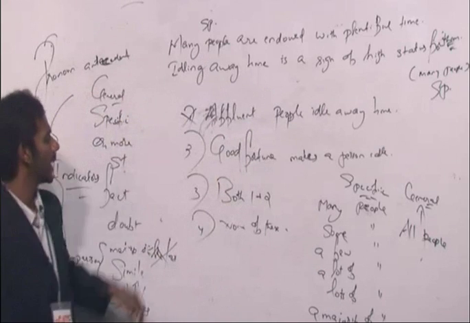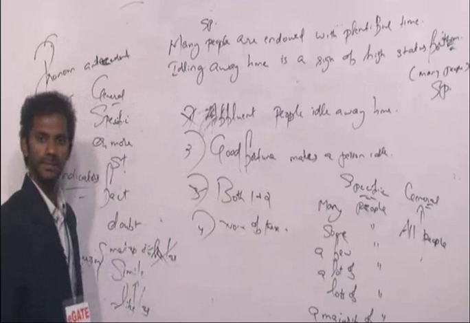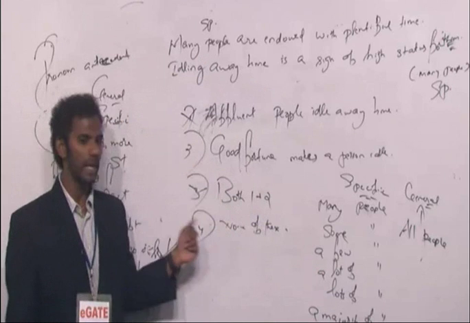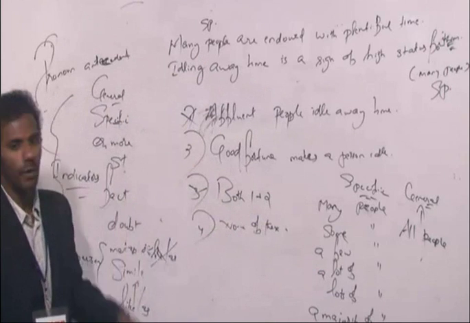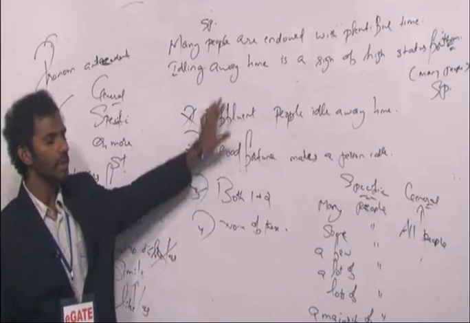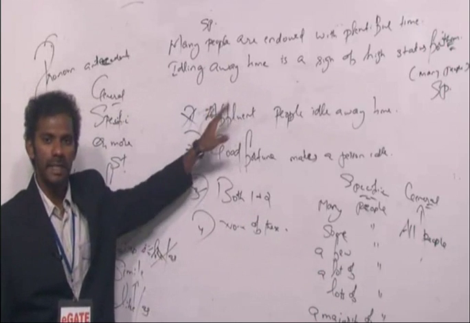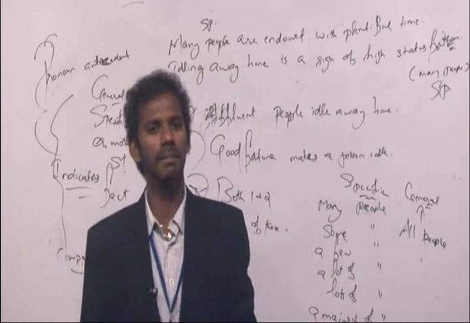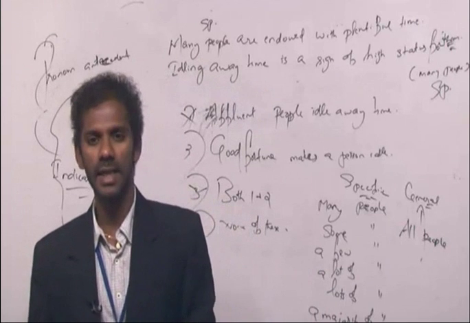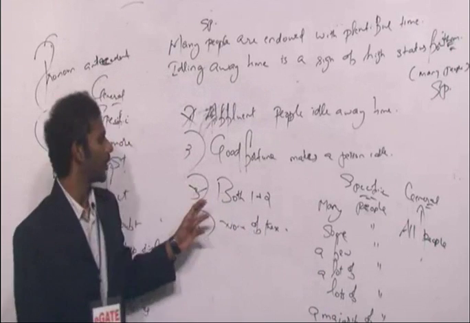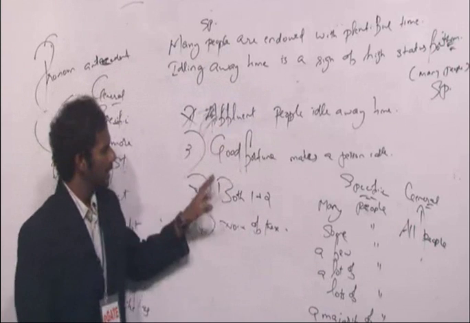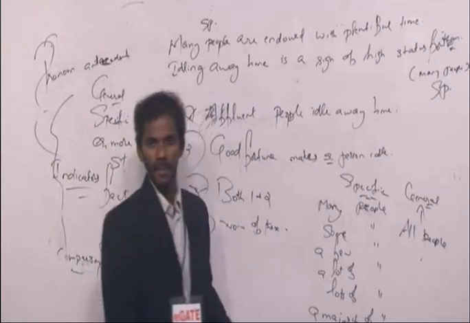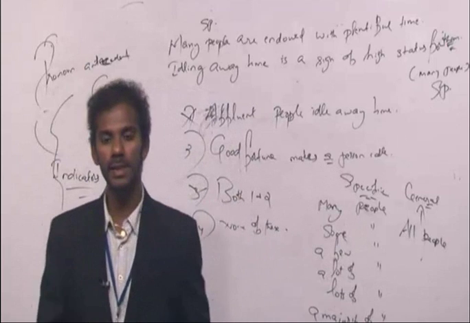So options 1 and 3 are gone. Because 3 says both 1 and 2. Clear? Now we're left with 2 and 4. Come to 2. Good fortune. Is good fortune talked about in the question? Good fortune in fact also means being rich, having a lot of money, right? Wealthy, etc. Simple. Good fortune is not talked about there. Forget about it. Good fortune makes a person idle.